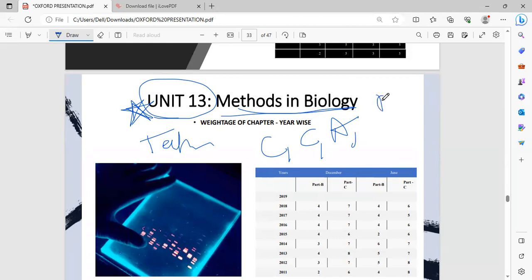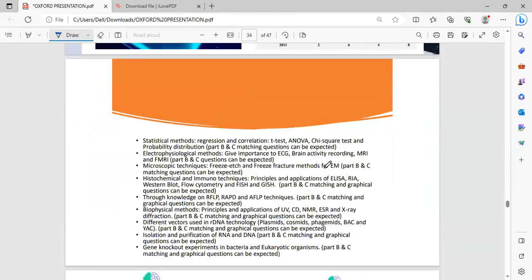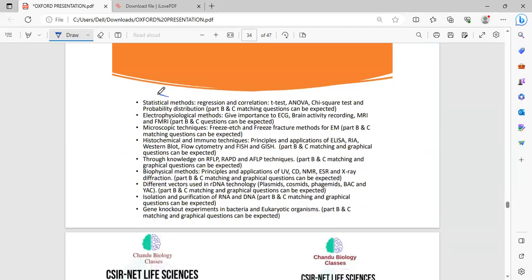And also we study this biostatistics. Yeah, biostatistical methods. In this, so many formulas are there we have to remember, and also numerical type of questions. The topics are regression and correlation, t-test, ANOVA, chi-square test, and probability distribution. After that, we focus on electrophysiological methods. So that is ECG, EEG, MRI, fMRI.